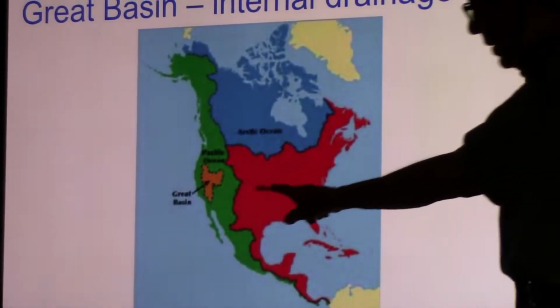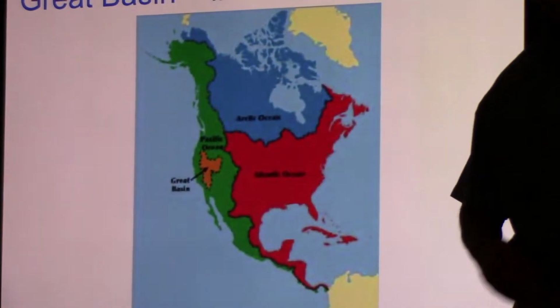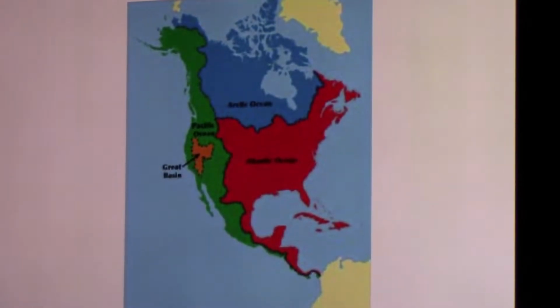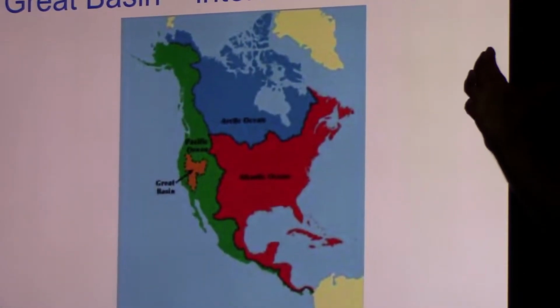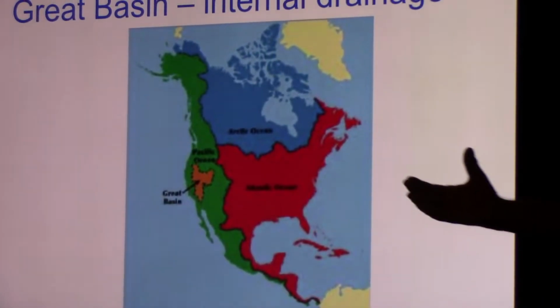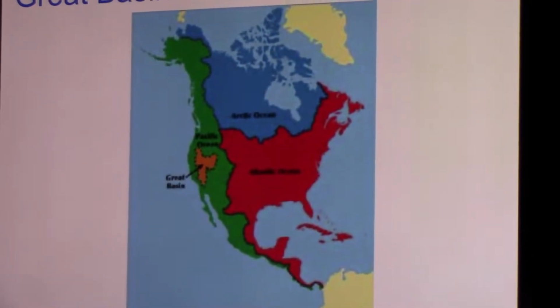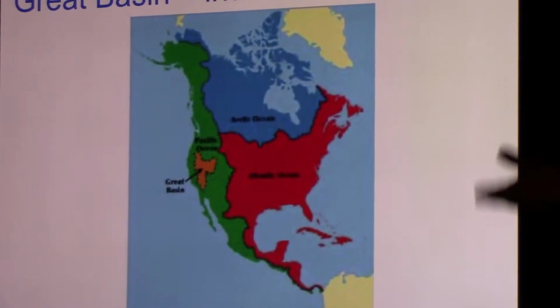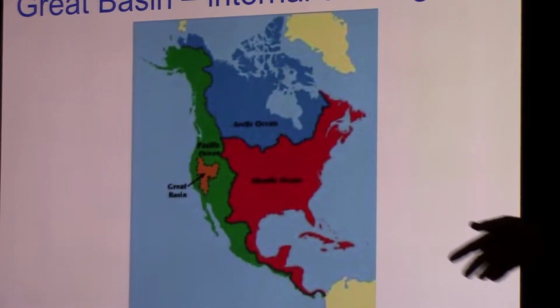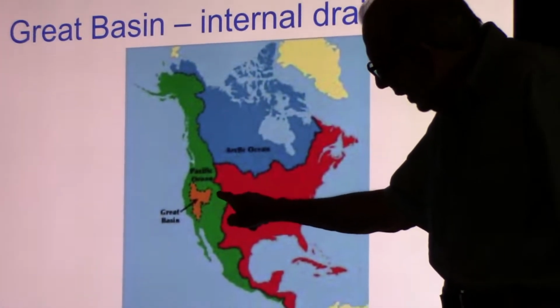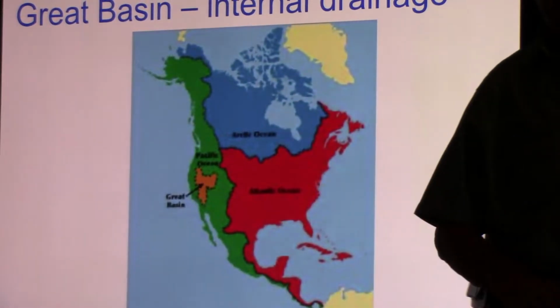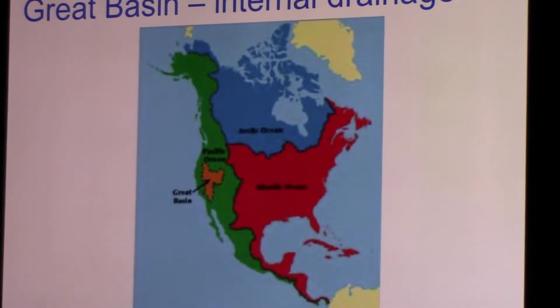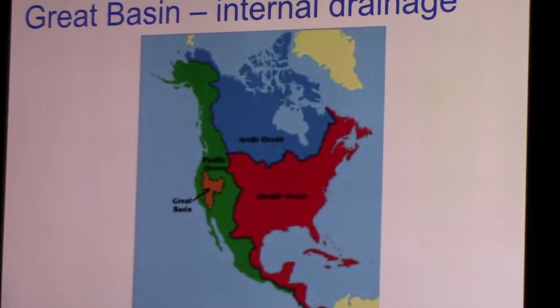This is the Great Basin. It's called the Great Basin because there are no rivers leaving the basin. Back in the early part of the 19th century, they thought there was a river that went from the Rocky Mountains all the way to the Pacific. It was called the Rio Buenaventura. And one of the things that John Fremont was supposed to look into was to find the Rio Buenaventura.